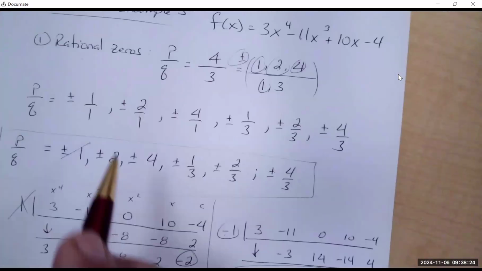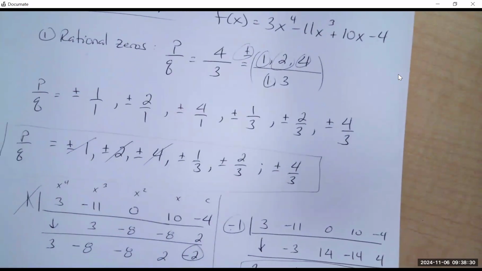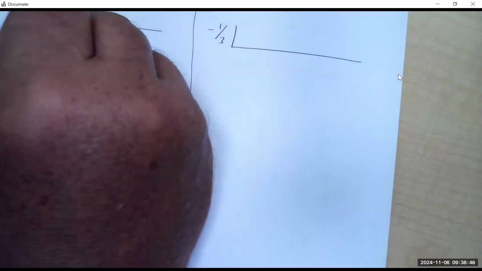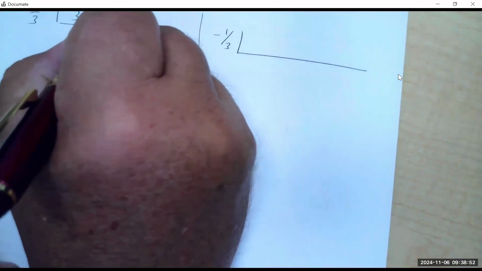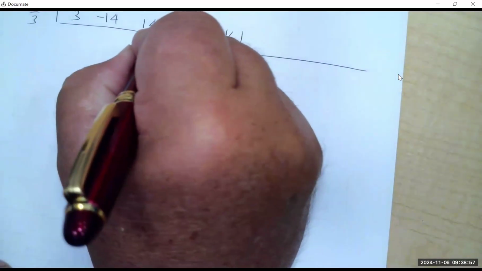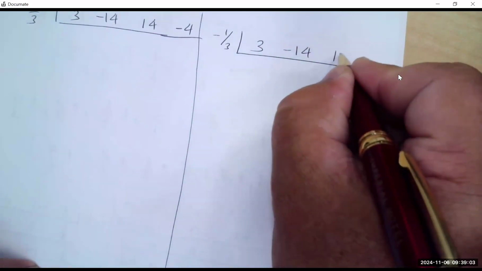So now we're done with 1, 2, and 4. Let's do the fractions now. 1/3. 1/3, and then -1/3. 3, -14, 14, -4.